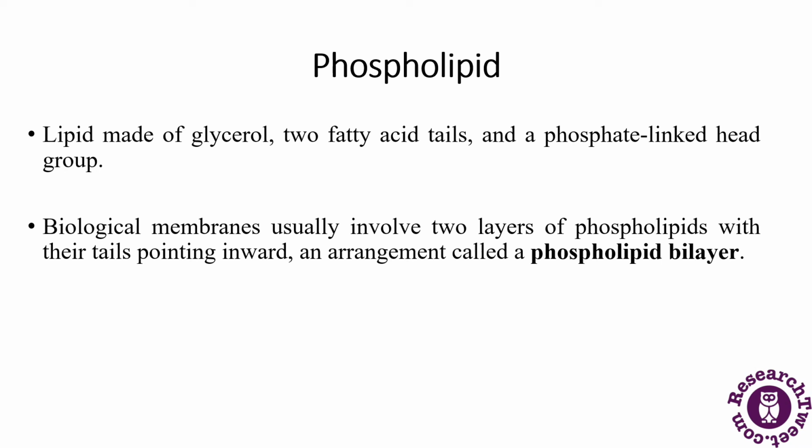It is as we have shown in the structure as well, that there was a phospholipid mentioned in the diagram. They go on to form a lipid bilayer of the cell membrane that separates the fluid inside the cell from the fluid that is outside of the cell. So this is a biological membrane that usually involves 2 layers of phospholipids with their tails pointing inwards, an arrangement called the phospholipid bilayer.